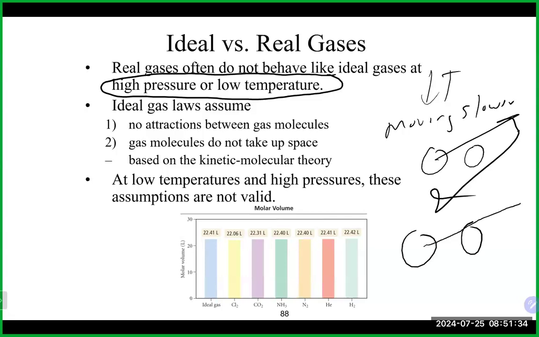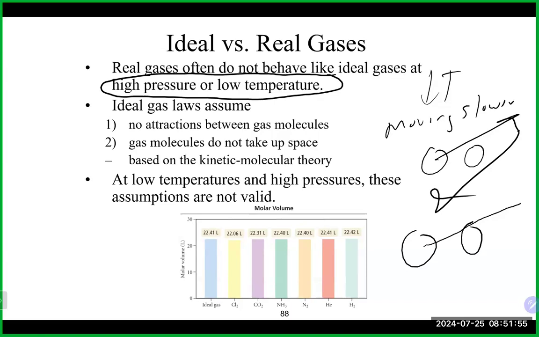And again, that is where we have to take into account how they interact with one another, because they're going to be near each other for a much longer period of time. So that is the two things for kinetic molecular theory that we talked about. Gas molecules do not take up volume, and there are no attractive forces. At low temperatures and high pressures, these assumptions aren't valid for those reasons I just talked about.